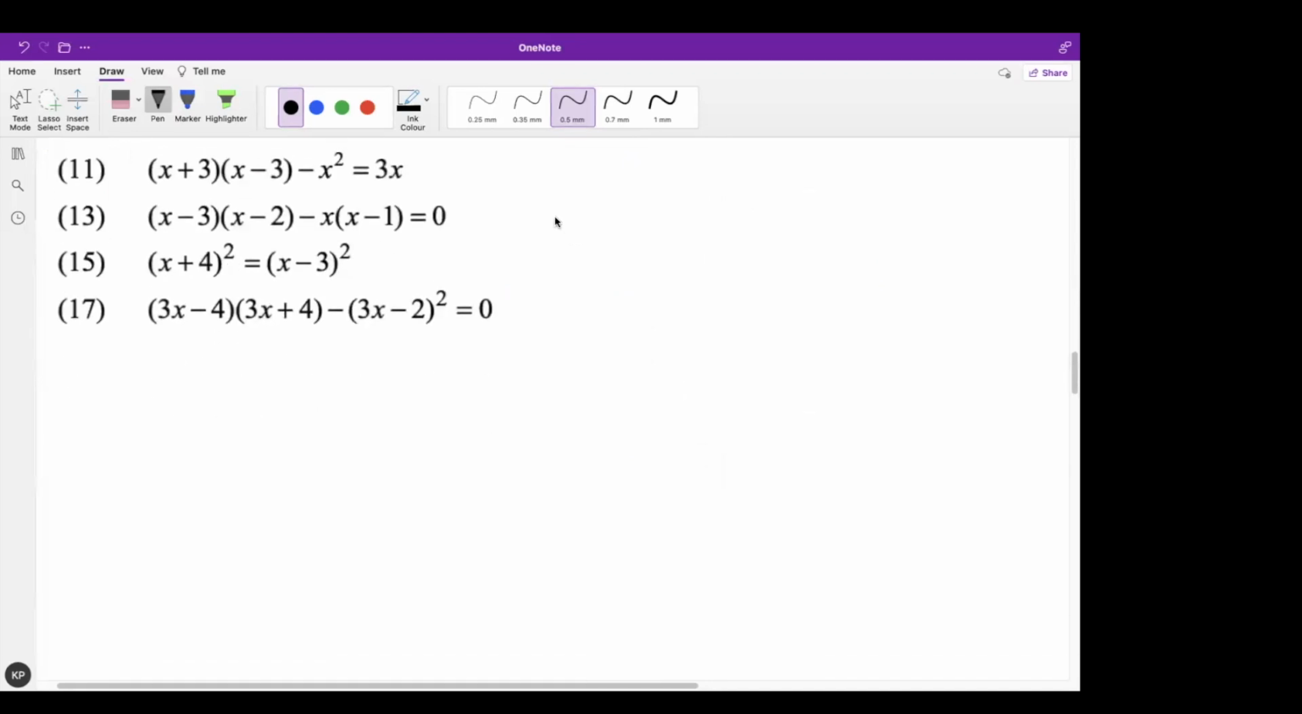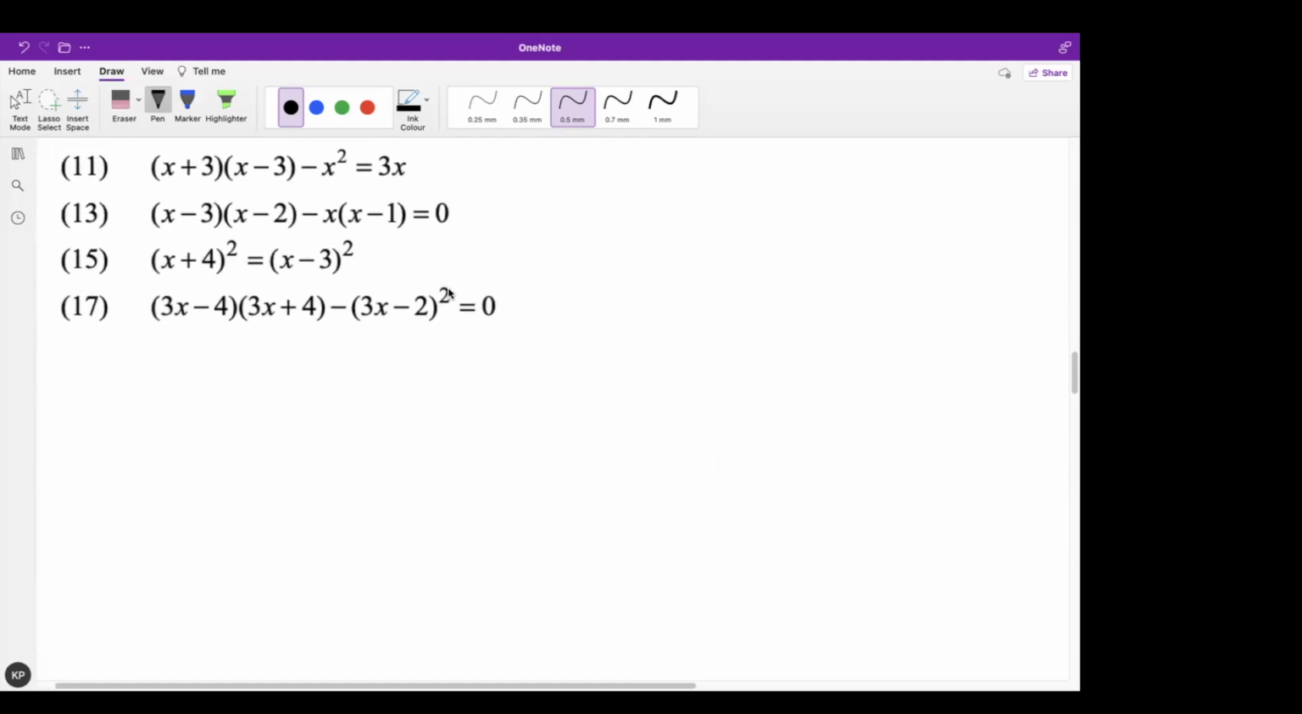Now, we are still solving for x, okay? We have just now moved into territory where we have brackets. Remember, unless these brackets are next to each other, we cannot make each of them equal to 0. These are not factors, so we have to expand them. I'm going to do 11 and 15 with you guys, and you guys on your own are going to try 13 and 17. All right, let's get going with 11.